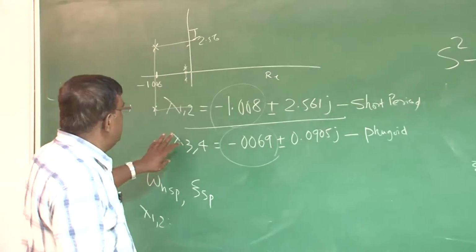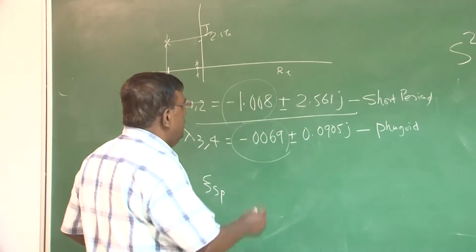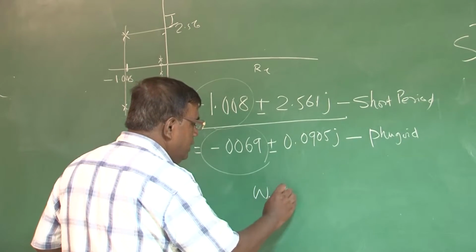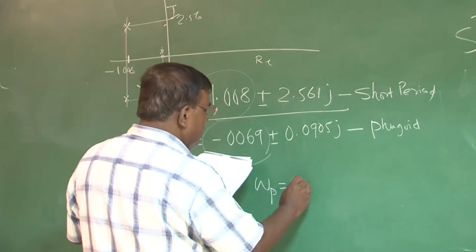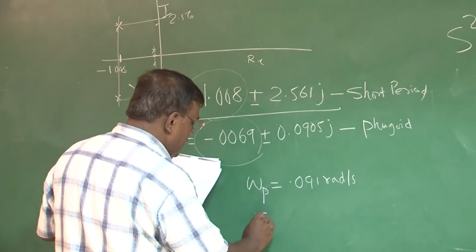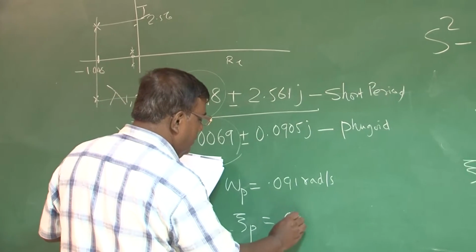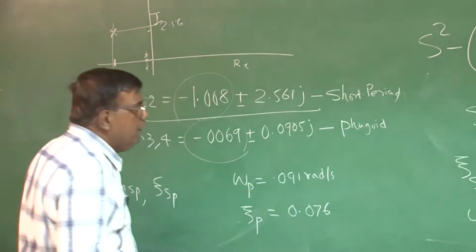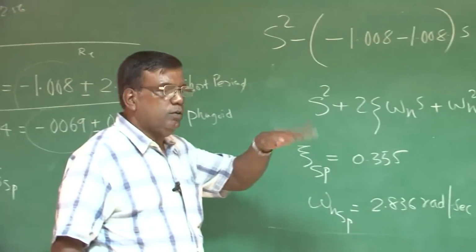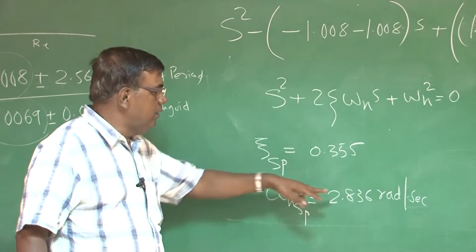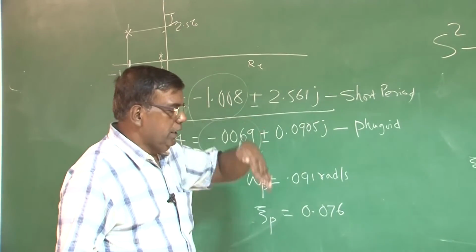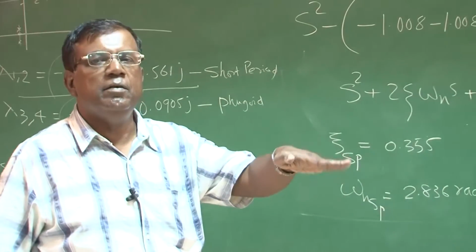Now, if you take the second pair of root lambda 3 and 4, if you do a similar exercise, you will find omega n phugoid as 0.91 radian per second, and zeta phugoid you will get as 0.076. So, you could see physically also short period is this. So, larger omega in short period 2.836, and phugoid is having motion like this, right. So, omega n is very, very small.